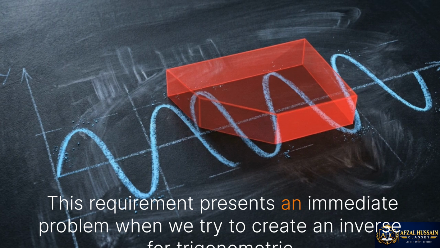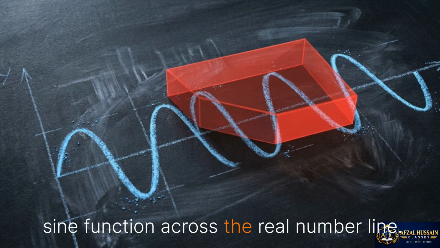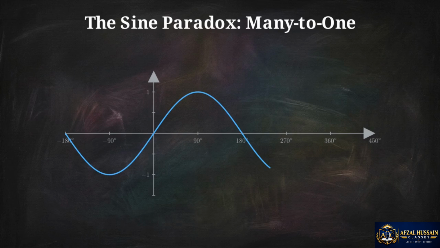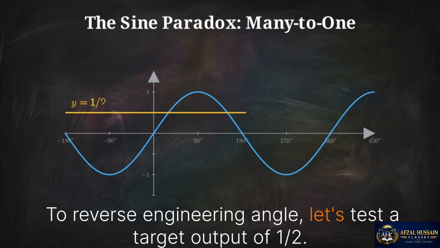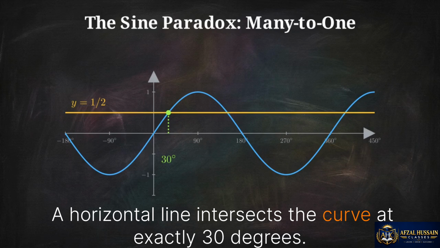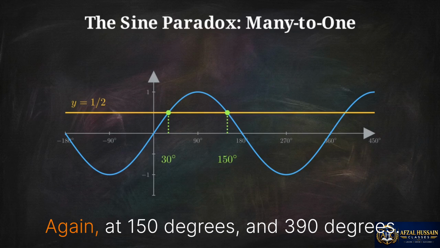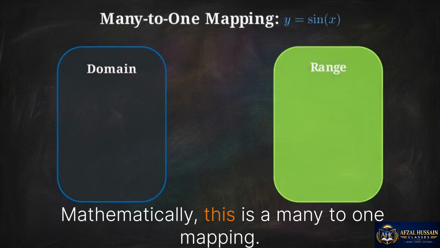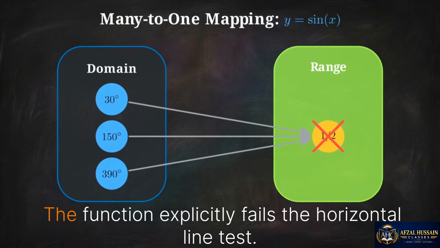This requirement presents an immediate problem when we try to create an inverse for the trigonometric sine function across the real number line. This plane plots the endlessly oscillating sine wave. To reverse engineer an angle, let's test a target output of 1/2. A horizontal line intersects the curve at exactly 30 degrees. Again at 150 degrees, and 390 degrees. An infinite number of different angles produce the exact same vertical height of 1/2. Mathematically, this is a many-to-one mapping. The function explicitly fails the horizontal line test.